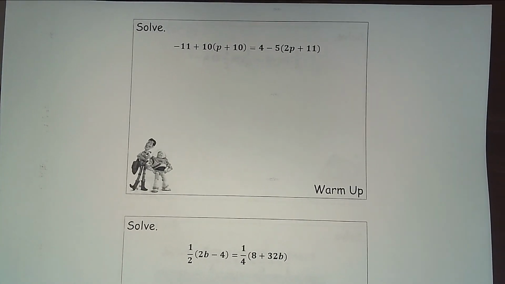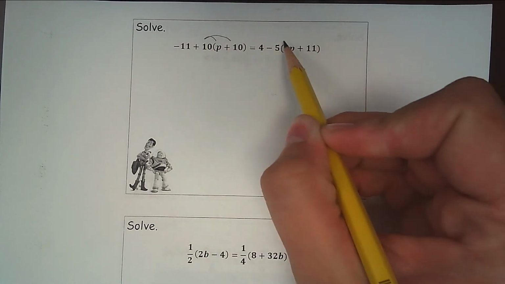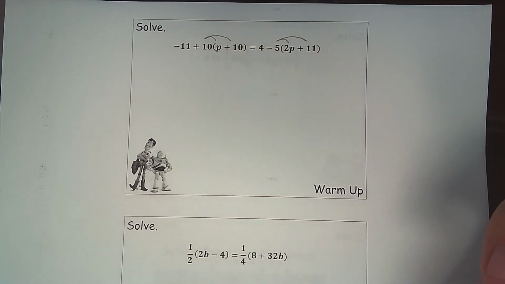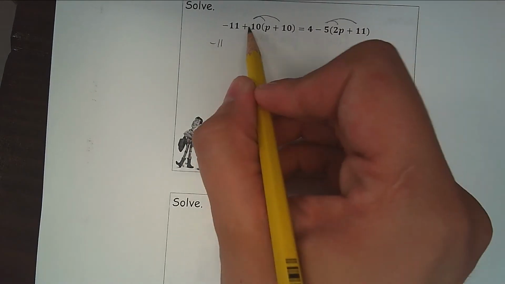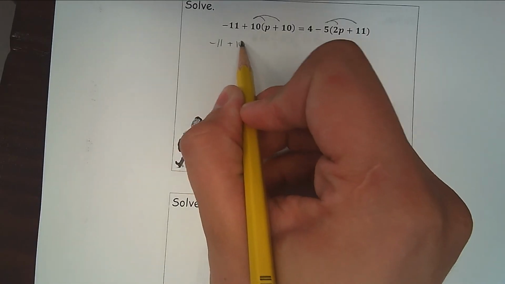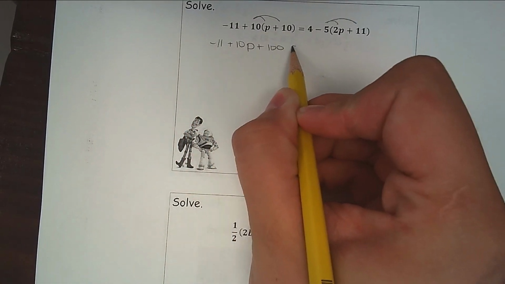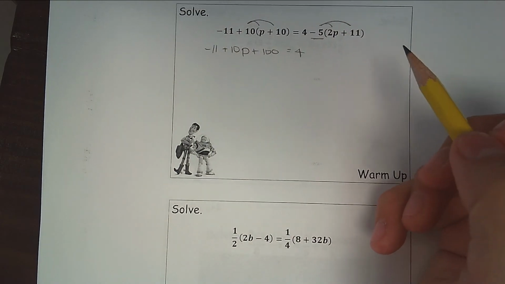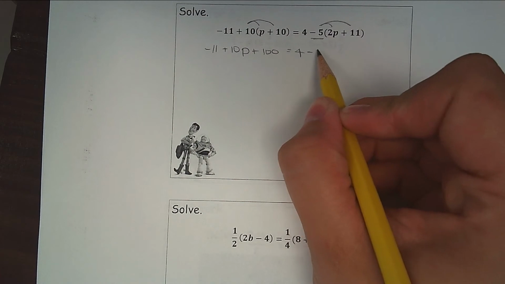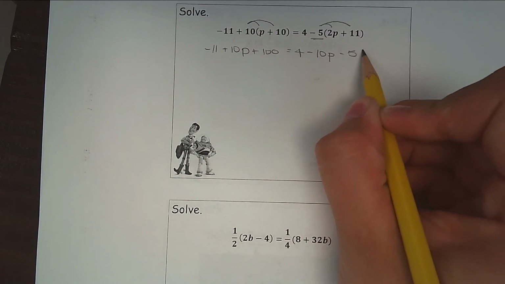So remember yesterday we wrote down that list of the steps of solving an equation, and the first step was to use the distributive property. So that's what I'm going to do right now. So now I'm still going to have this a negative 11. When I distribute that 10, I'm going to have a 10p plus 100. When I distribute this, I gotta make sure I'm taking the negative with it. So this is gonna end up being a negative 10p minus 55.